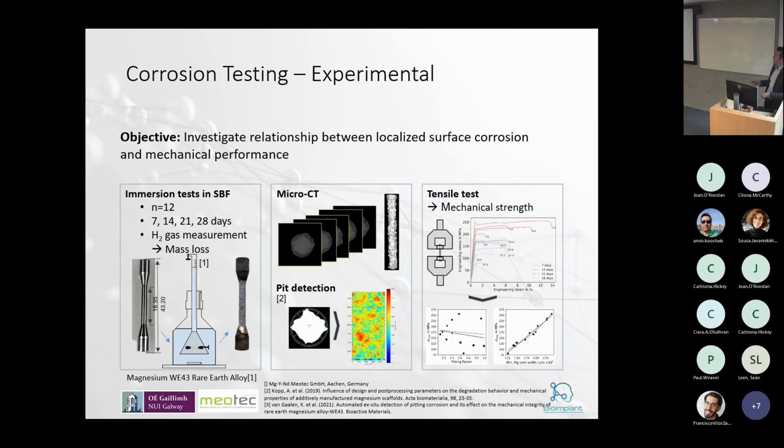To look at corrosion of these samples, we came up with an approach which uses micro CT scanning and a kind of spatial quantification of corrosion on the surface. And we related those parameters to mechanical strength by doing uniaxial tensile testing. So I'll go through these in a little bit of detail.